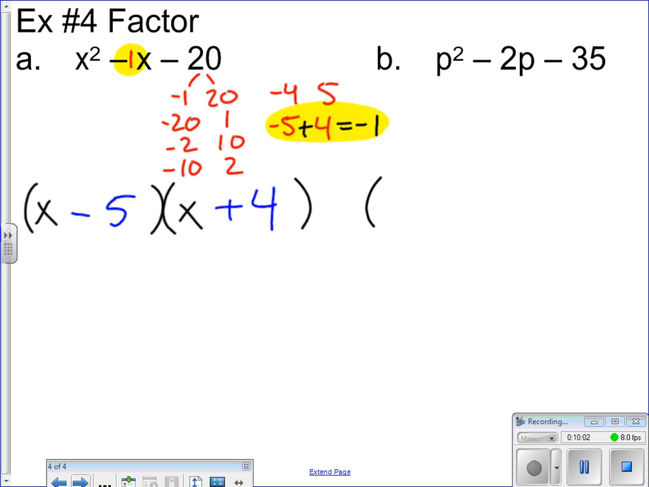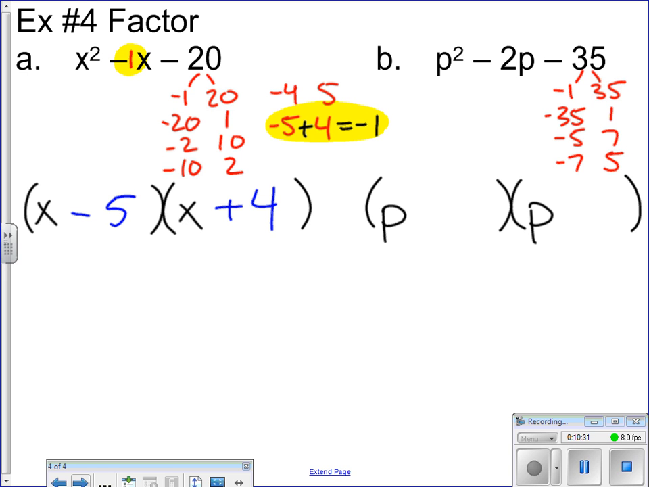So take a moment and work on this last one. I'll start it out with putting p's, and then ask you what times what makes negative 35 here in a minute. Well, I don't think negative 1 and 35 will work. The only way I can think of to get 35 is negative 5 and 7, or negative 7 and 5. Only one of them will give me the negative 2.